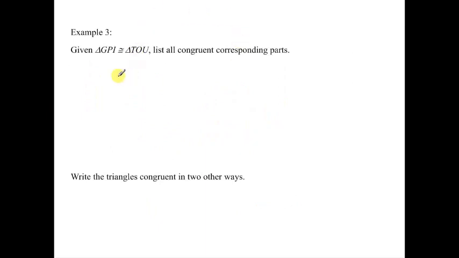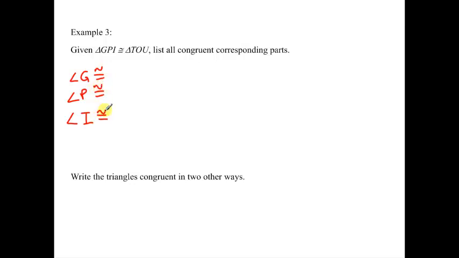All right, let's do this last example. We are given these two triangles that are congruent. You don't even have a picture of this. I want to see if we can list the corresponding parts without even looking at a picture. Let's start with angles. Those are the easiest. So let's list the three angles of the first triangle. We've got angle G, then we've got angle P, and then we've got angle I. And those are going to be congruent to three angles in the second triangle.